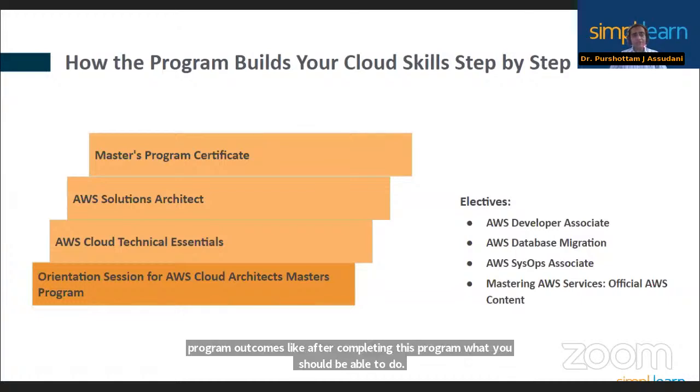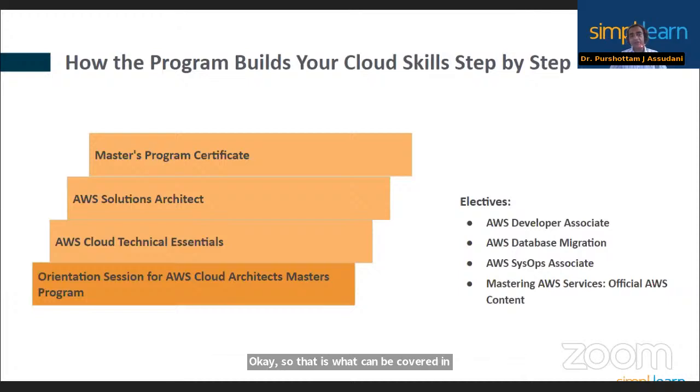Okay, so that is what can be covered in the orientation session. And then you start with your first course, actually, that is AWS Cloud Technical Essentials. So basically in this Cloud Technical Essentials, you will be given the know-how of AWS, and you will be studying the basics of AWS and the different services that you've got in AWS. Okay. So that will get you started in AWS.